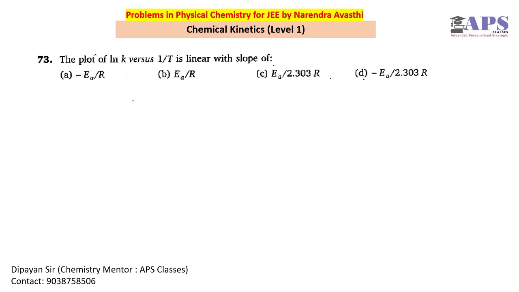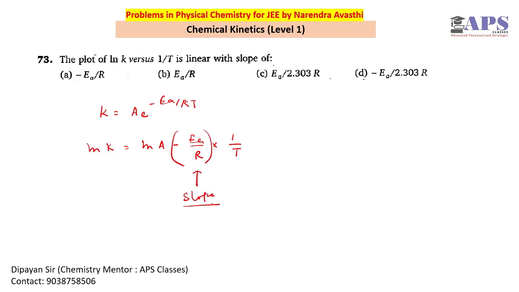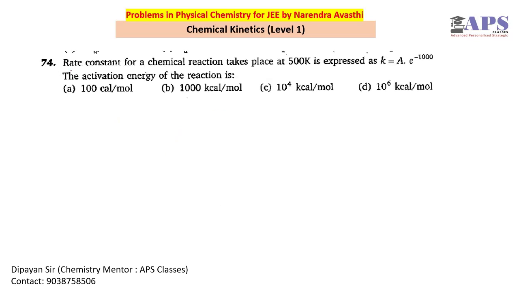For question number 73, from the Arrhenius relation, we can write K equal to A e to the power minus EA by RT. If we take ln on both sides, then ln K equal to ln A minus EA by R multiplied by 1 by T. So this is the slope of the graph, that is minus EA by R. So option A will be the correct option.